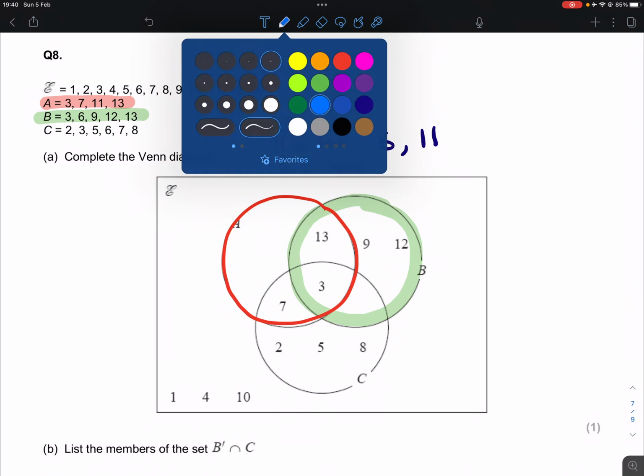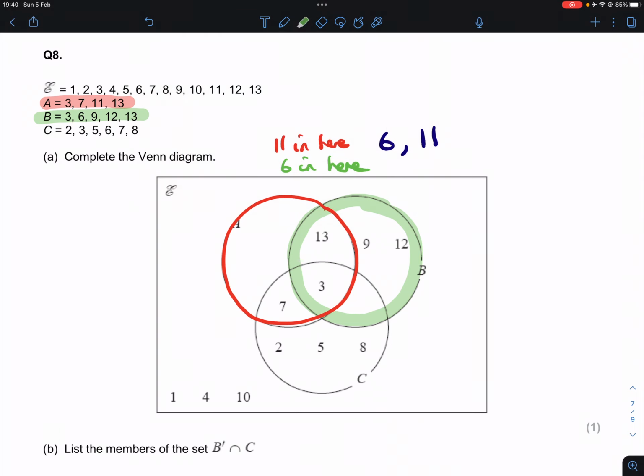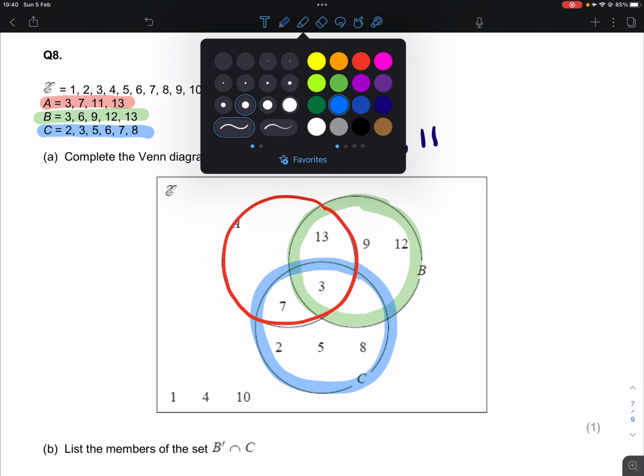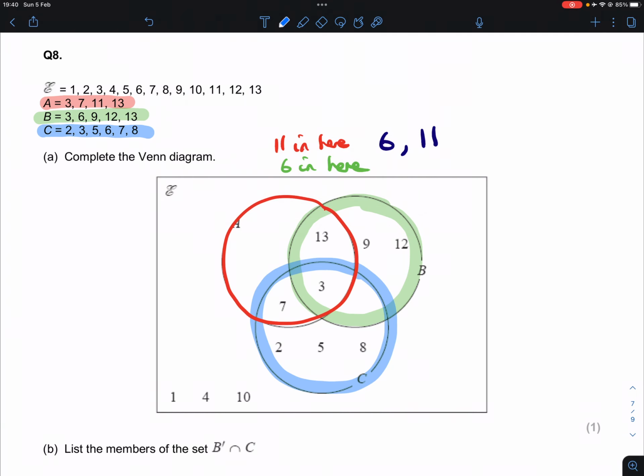What's going to make it clear exactly where each of them goes is the following. C is 2, 3, 5, 6, 7, 8. So within this circle, we must have 2, 3, 5, 6, 7, 8. The 6, by nature of having to be in the green circle and having to be in the blue circle, is going to be here. Also, we should note that 6 is not within A. That's the reason why the 6 won't end up going in this bit here. So 6 we've now placed.